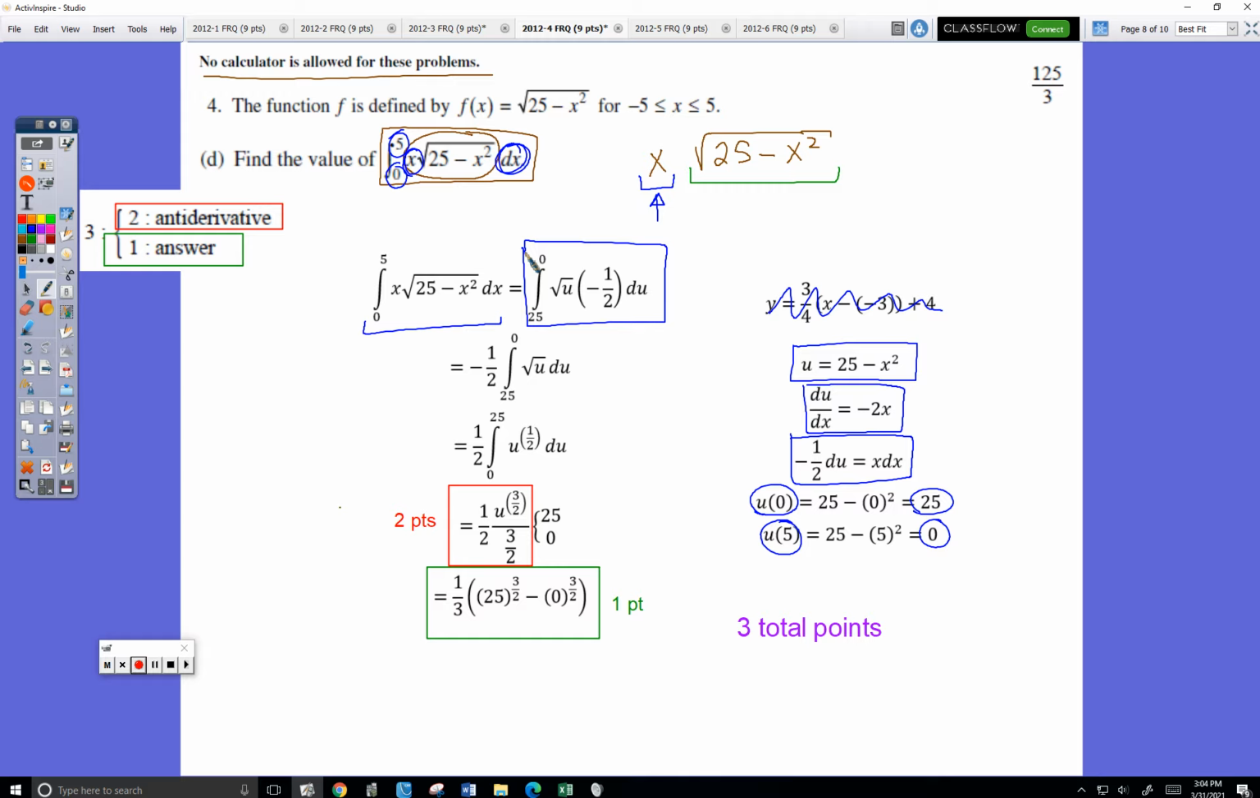I didn't want to integrate backwards, so I went ahead and pulled out the negative 1/2, switched the limits. That makes the negative 1/2 become positive. So I'm going to find this integral. The antiderivative of u to the 1/2 is u to the 3/2 divided by 3/2. Still have the 1/2 out front, and I've got to evaluate that from 0 to 25.